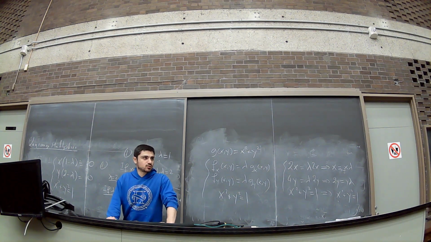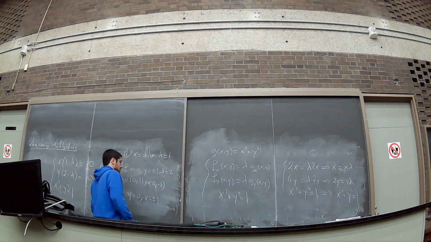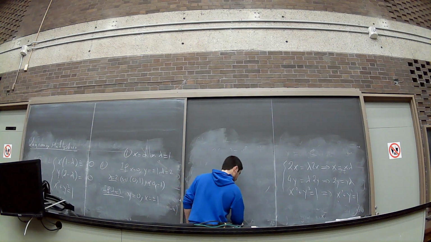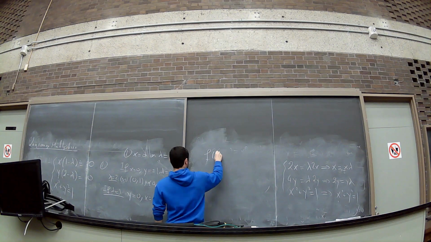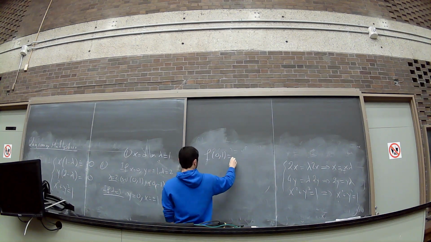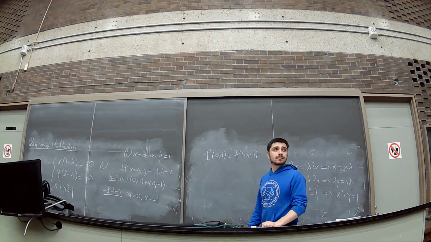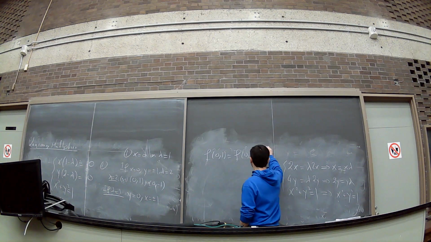X squared plus 2y squared. If you change the sign of x and change the sign of y, does it change the answer? No, so that's expected, right? So, what are my points? What are my points? I have f(0, 1) and f(0, minus 1). What are these equal to? X squared plus 2y squared is 2, right?